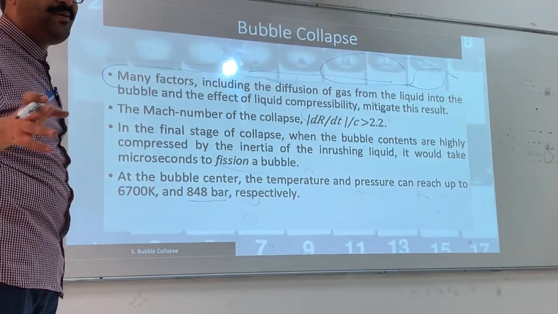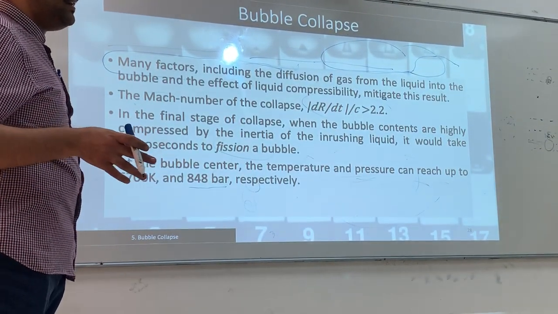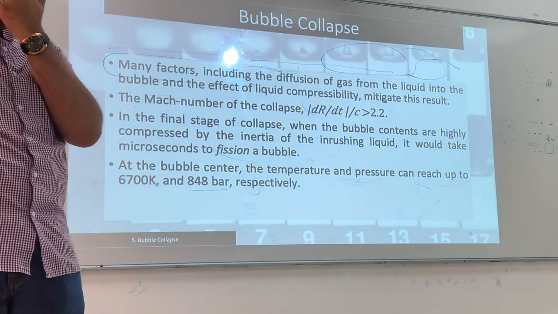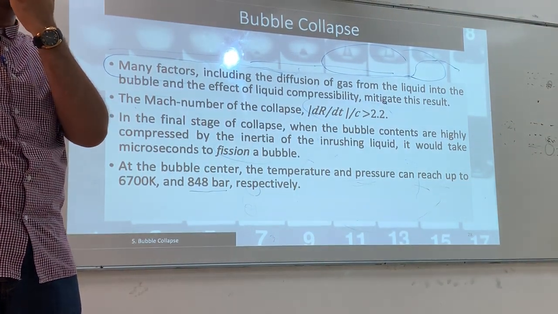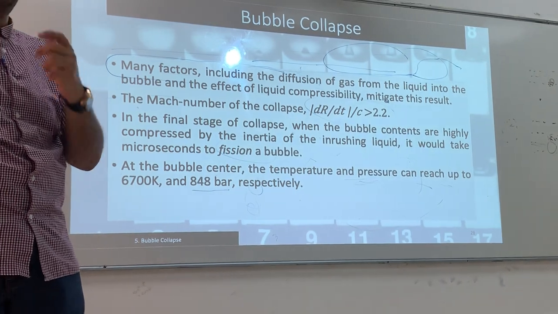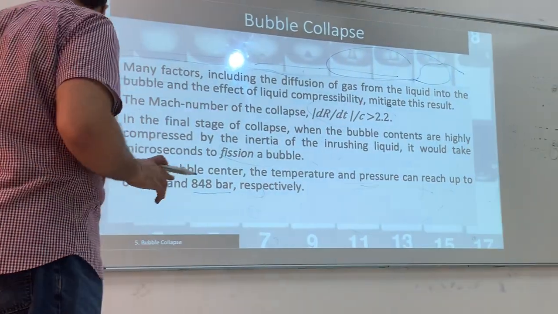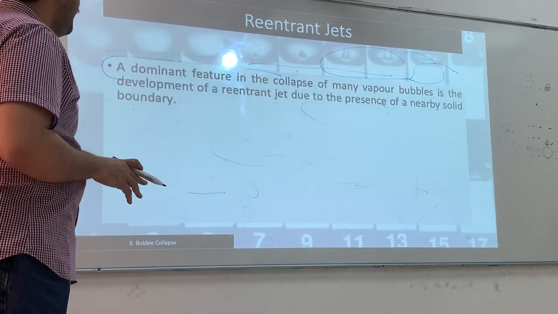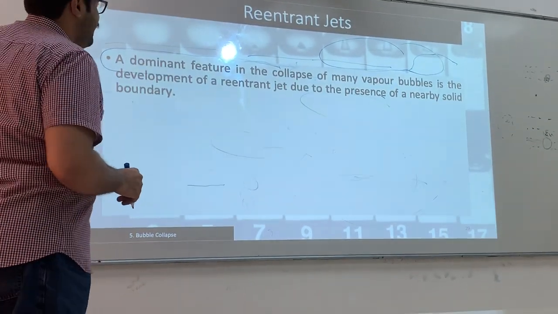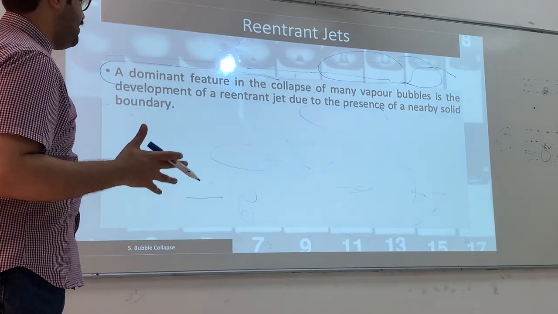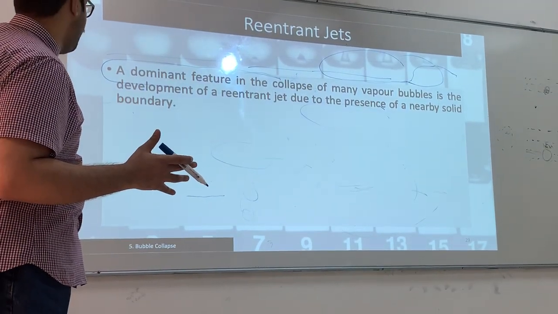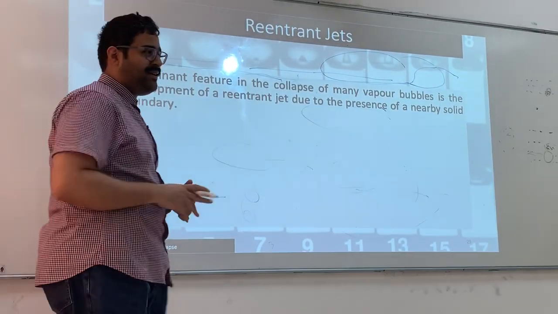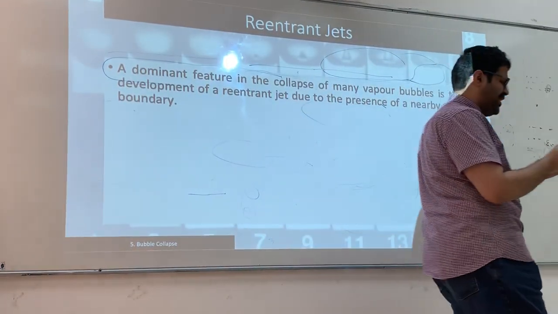Although I will tell you maybe in the trivia, there's a chemist in the United States who made a bubble survive for maybe 14 years. One bubble survived for maybe 14 years. So it's not impossible. So reentrant jets, a dominant feature of the collapse of many bubbles, nearby a solid level. So I won't be talking about this much.